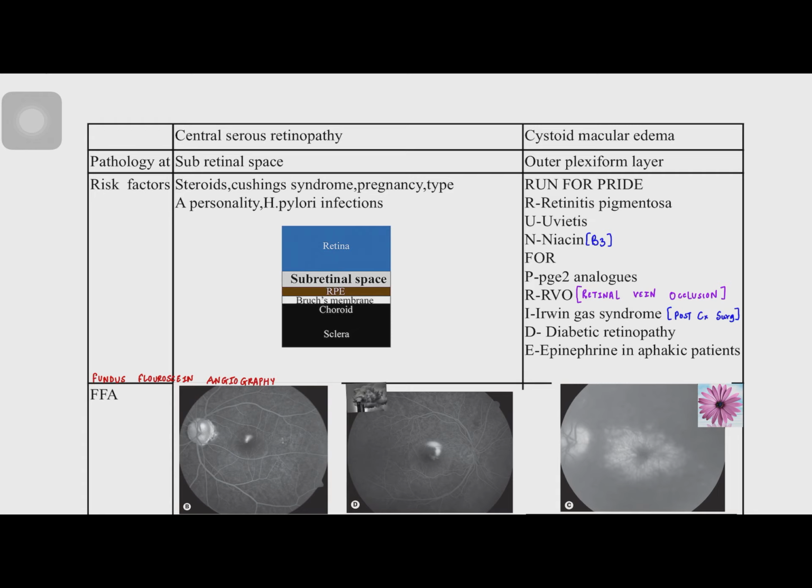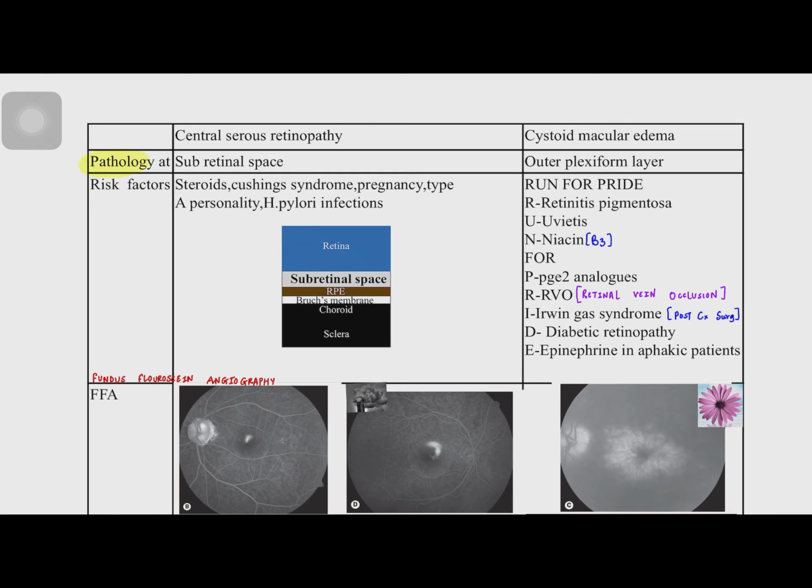Today we are going to discuss the difference between central serous retinopathy and cystoid macular edema. We are going to discuss this in a tabular form. First, central serous retinopathy, which I will be saying as CSR: the pathology is at the subretinal level.